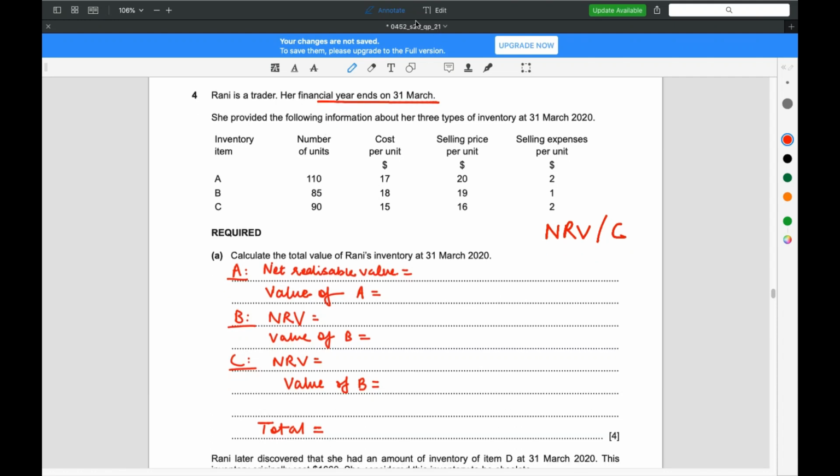Part 2 to the Cambridge IGCSE Paper 21 from the May-June 2020 series. I covered the first 3 questions in part 1 of this video, and we'll be starting from question 4 on this one. Alright, so he says, Rani is a trader.